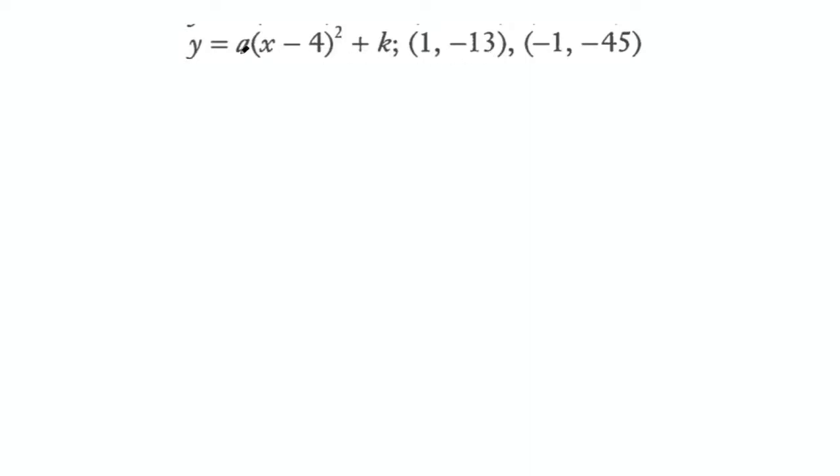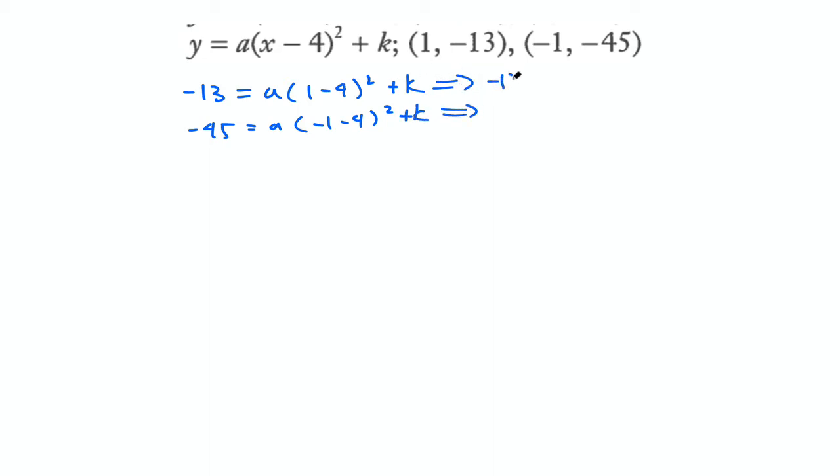If these points are on this parabola, we can plug all of these points into the parabola to find our a and k values. So for the first point, we get minus 13 is equal to a(1 minus 4) squared plus k. The other equation is minus 45 is equal to a(negative 1 minus 4) squared plus k.